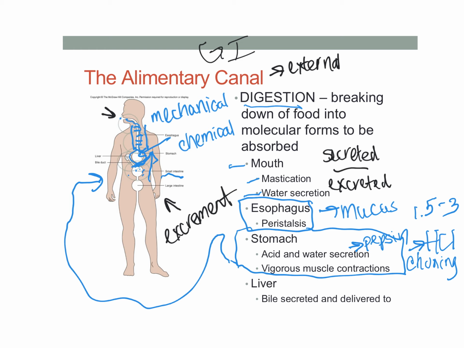So same thing with the small intestine. When things are moving through the small intestine, especially when they're in the duodenum, the pylorus is only really open every once in a while to allow the incremental transit of chyme into the small intestine.